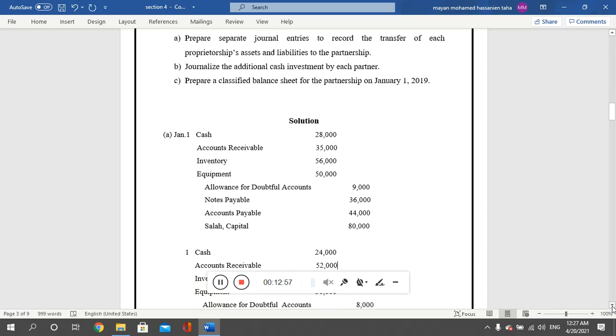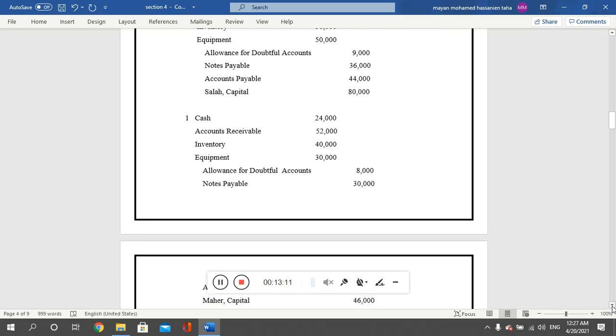After that, we have to prepare the same journal entry for Maher. Maher will transfer assets and also liabilities to the partnership. So what are the assets of Maher? Maher will transfer cash of $24,000 from the trial balance, accounts receivable of $52,000 after valuation, inventory of $40,000, and equipment of $30,000.